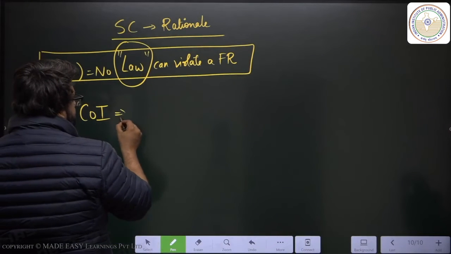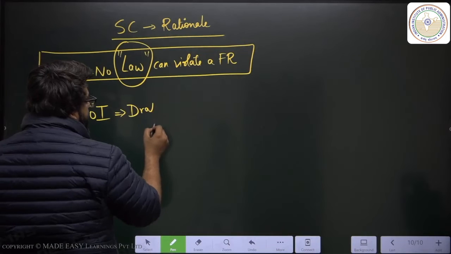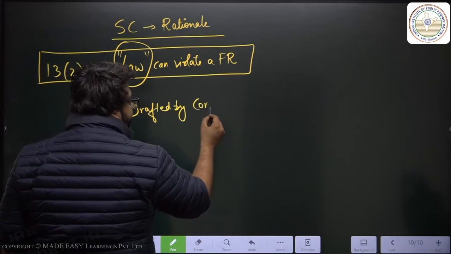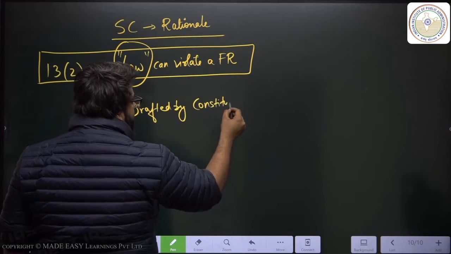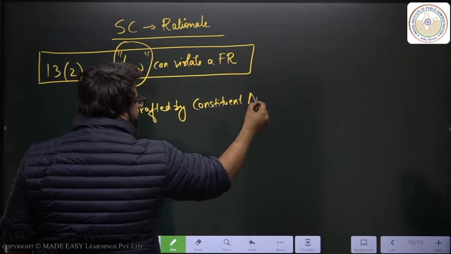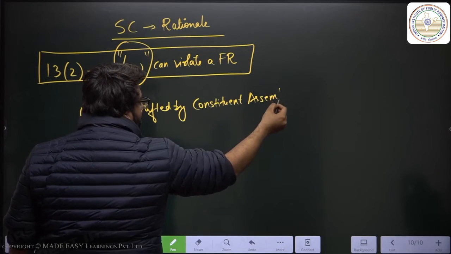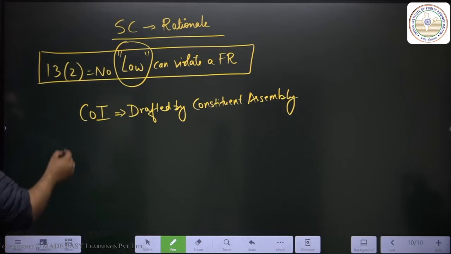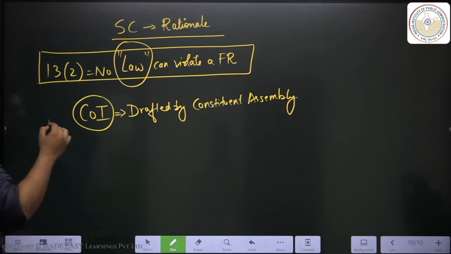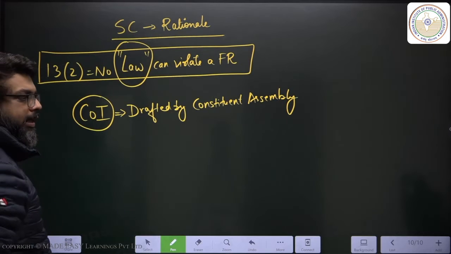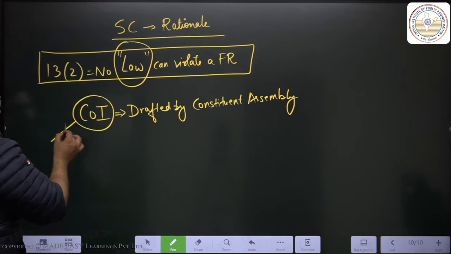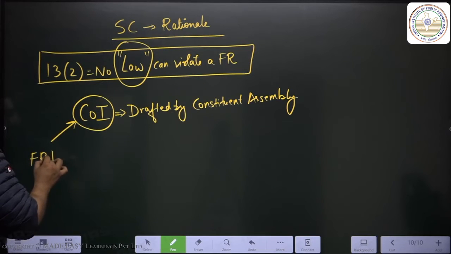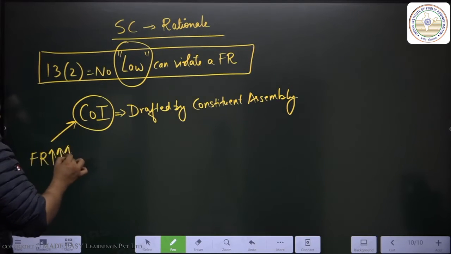And this Constitution of India was drafted by the Constituent Assembly. This is no ordinary law. So it can't be treated like an ordinary law because the Constitution is your highest law of the land. And in the Constitution, the fundamental rights are higher than the highest.